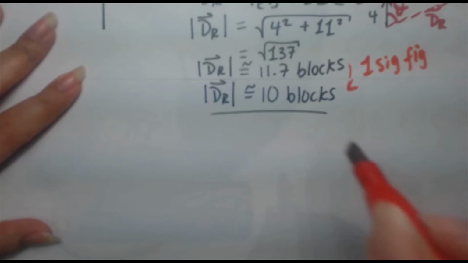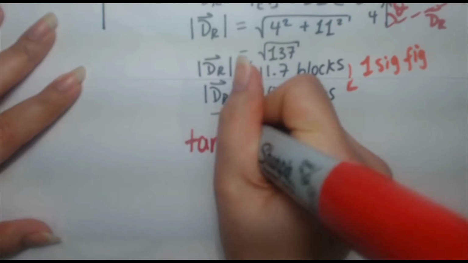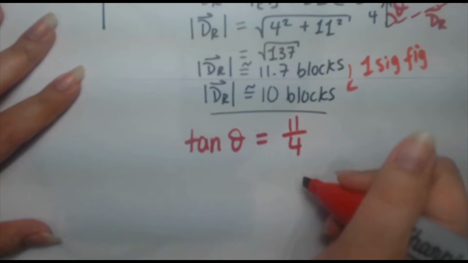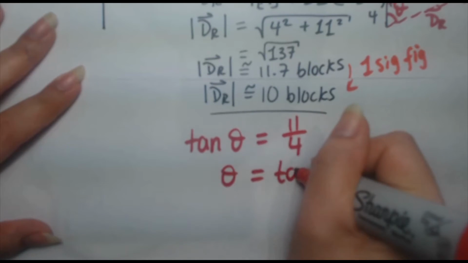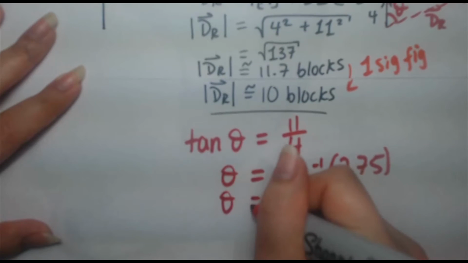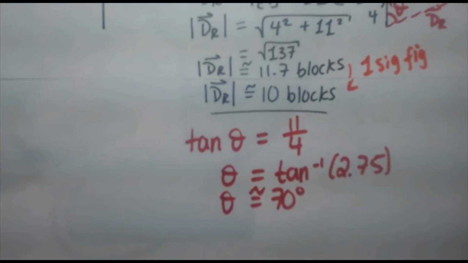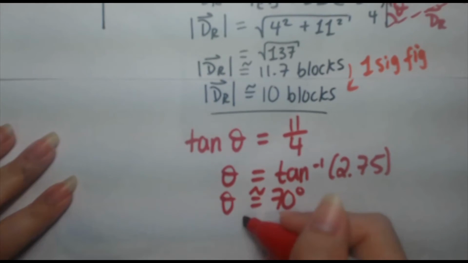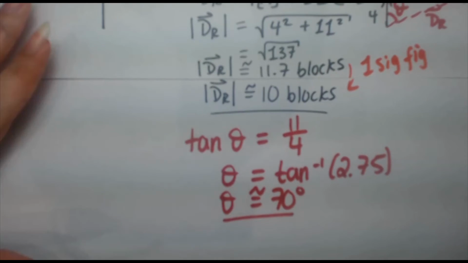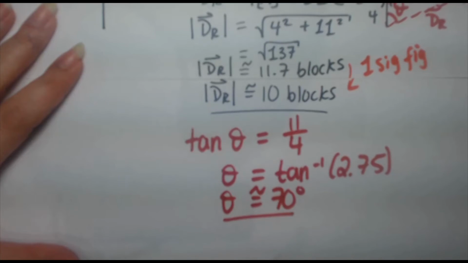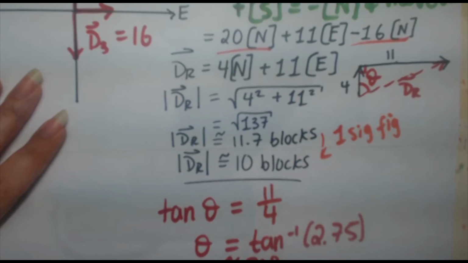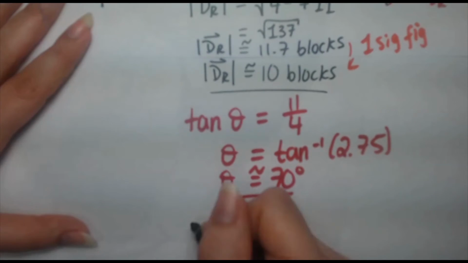So let's do that here in red. Tan of theta is equal to 11 over 4. 11 over 4 is equal to 2.75. So theta is going to be the inverse tangent of 2.75. So theta is approximately 70 degrees. Okay, that already has 1 sig fig, so we're good to go. And now we have to just figure out our direction. If that is 70 degrees, well, 90 degrees is the full angle. So if that's 70, we can quote our final direction and our final displacement to be the following.